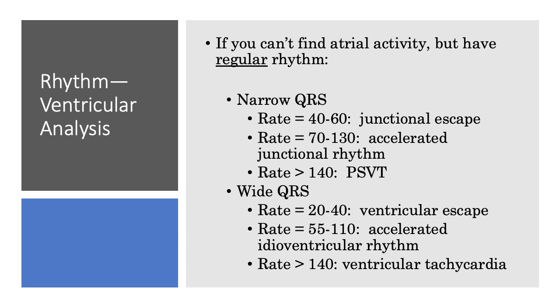So if you can't find atrial activity, but you do have a regular rhythm, and the QRS complexes are narrow, meaning the interval is normal, if the rate is running about 40 to 60 beats per minute, you probably have a junctional escape rhythm. If the rate is running 70 to 130 beats per minute, you probably have an accelerated junctional rhythm. And if the rate is greater than 140, you would call it a PSVT. Remember, PSVT is essentially a catch-all term for a supraventricular tachycardia.